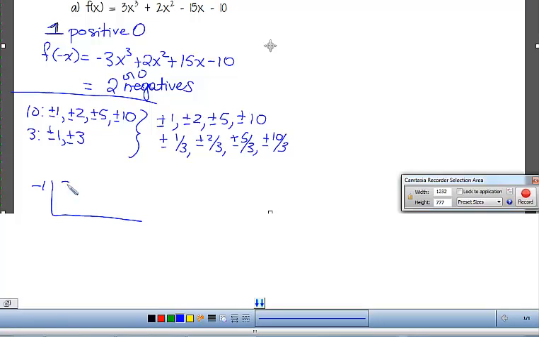So we get 3, 2, -15, and -10. Okay, so 3 and -1 is -3. We get -1. -1 and -1 is 1. -14, and -14 and -1 is 14. We get 4. Okay, we didn't get a 0. We don't have any alternating pattern, so nothing there. So we'll try -2.